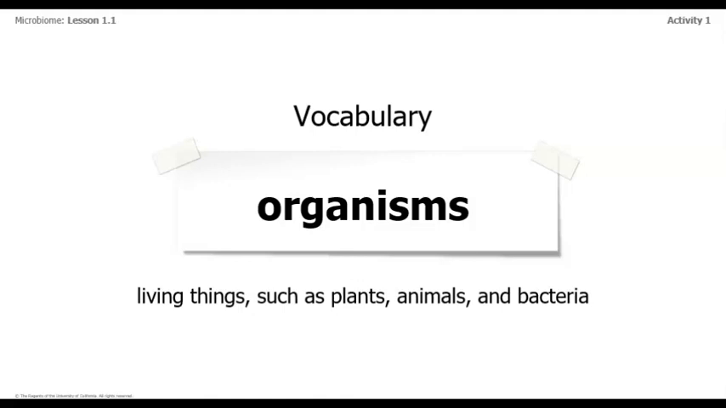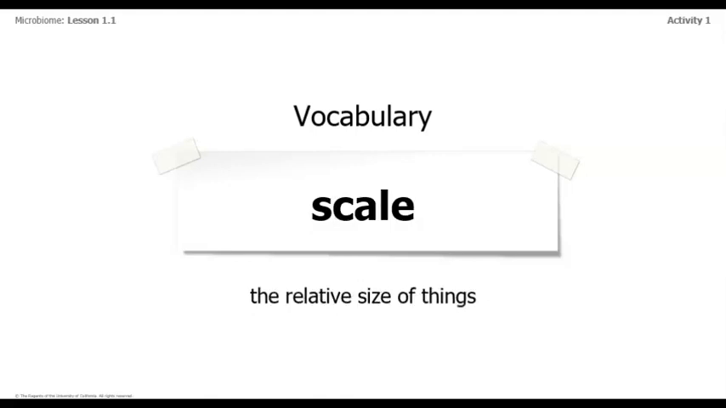So here's one of our vocab words. First one is organisms. Organisms are living things such as plants, animals, and bacteria. Our next vocab word is scale. Scale is the relative size of things. So scale is size.